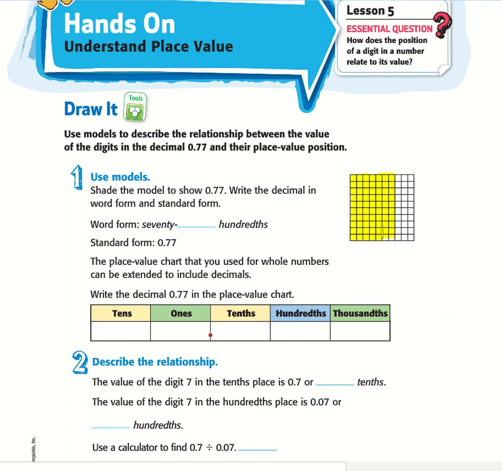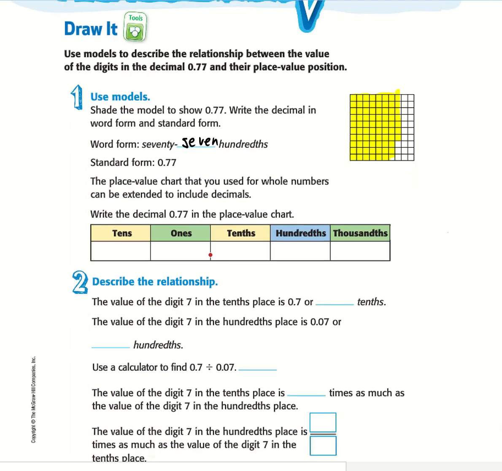So here is 70, and then we need to do 7 more. So 77 hundredths. And in word form, this is 77 hundredths. Standard form is 0.77.